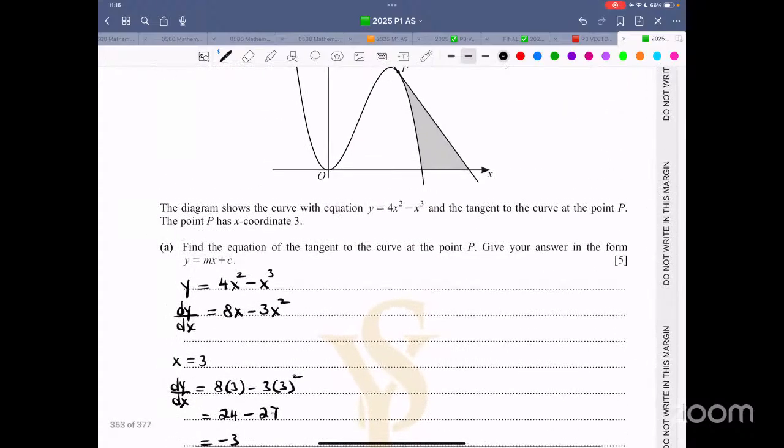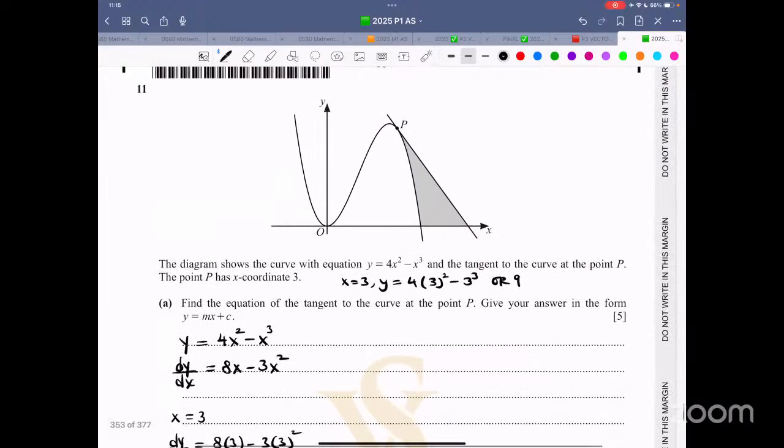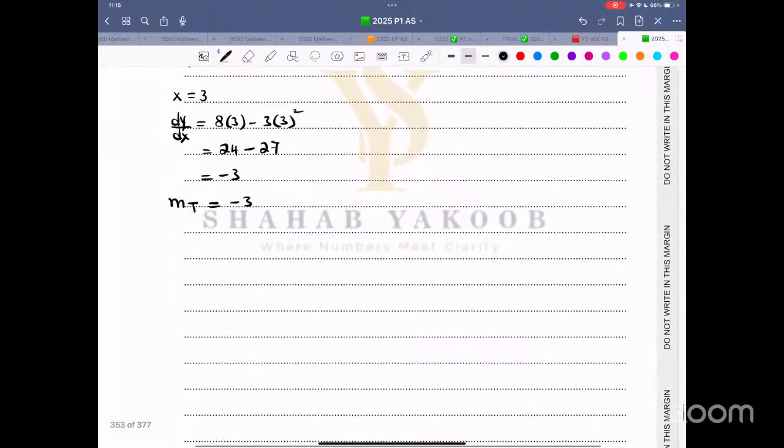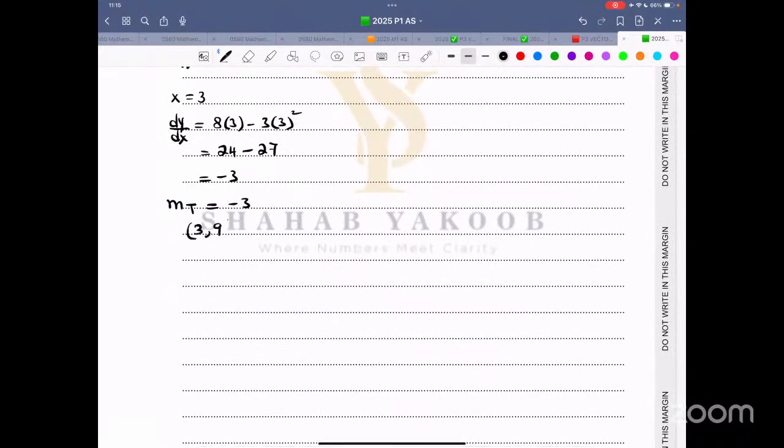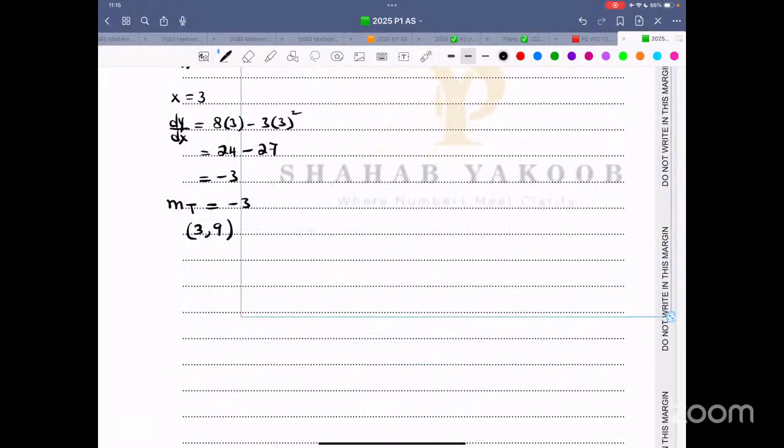Now let me also plug in when x is 3, y is how much? y is 4 into 3 squared, minus 3 cubed. 3 squared is 9. 9 into 4 is 36. 36 minus 27 comes out to be 9. So the coordinate of P is 3, comma 9. That thing is already there.